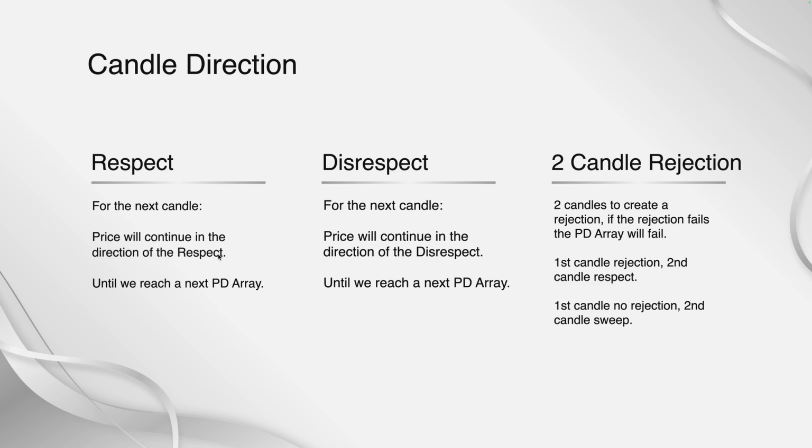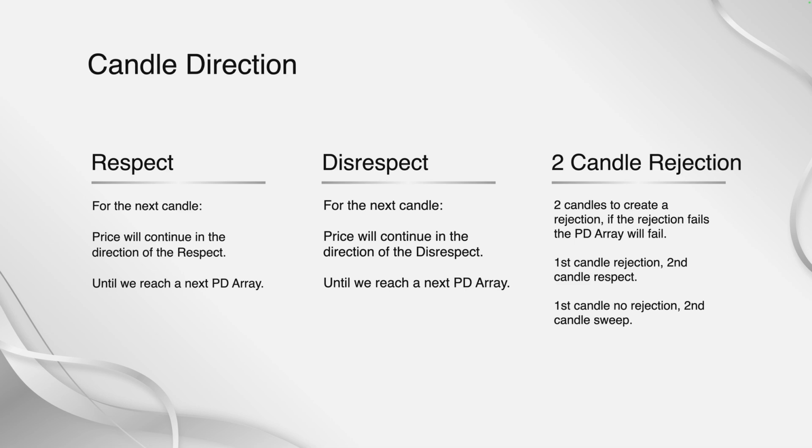So with the premium array we saw in the previous slide and the respect of that candle, what is the direction of the respect? It's bearish, right? We are respecting a premium array. So we can continue lower on the next candle until we reach the next PD array, so the first discount array in that sense. And then disrespect is the same thing. The only thing is, it's opposite.